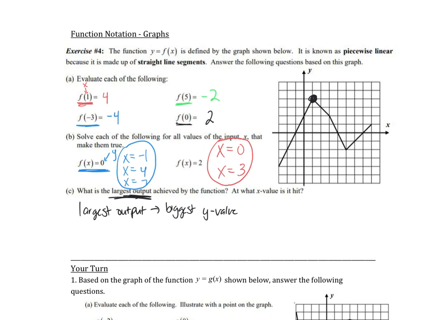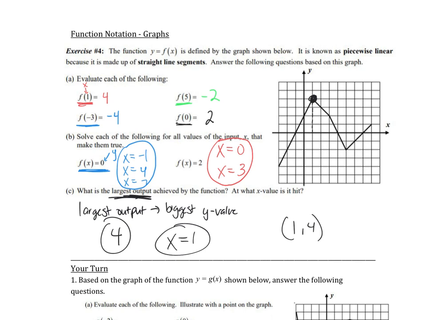Okay, so what is the largest output? That's at 4, right? 1, 2, 3, 4, yep. Okay, so our largest output is at 4. And at what x value is that hit? Let's look back. That's at x is equal to 1. Right? So our coordinate would be at (1, 4) if you want to write it as a coordinate. So at our input of x is equal to 1, we get the largest value of y, which is 4.